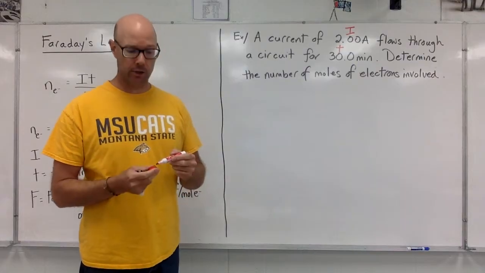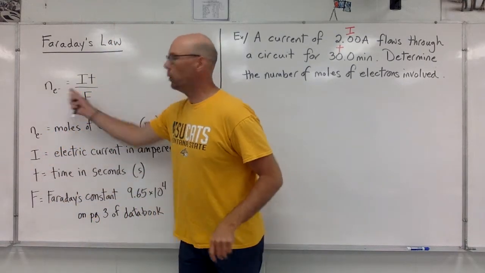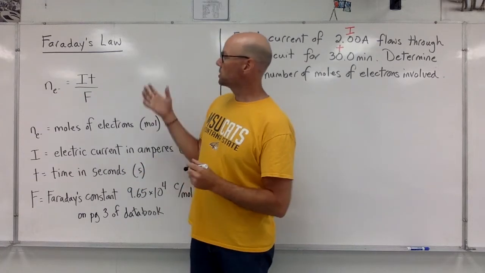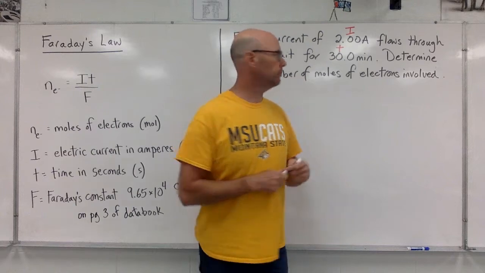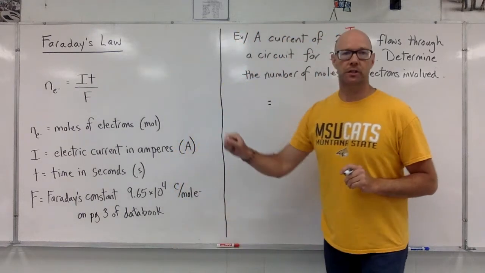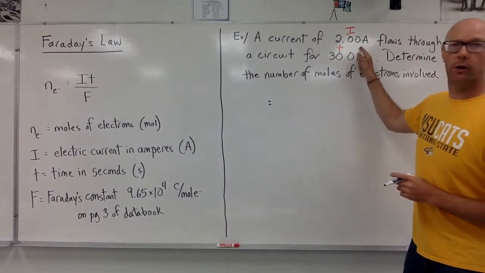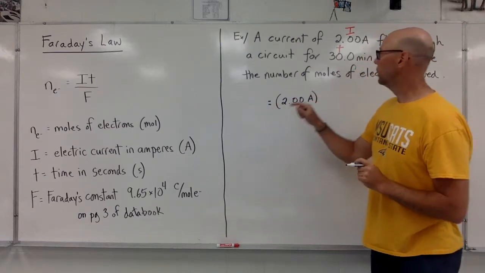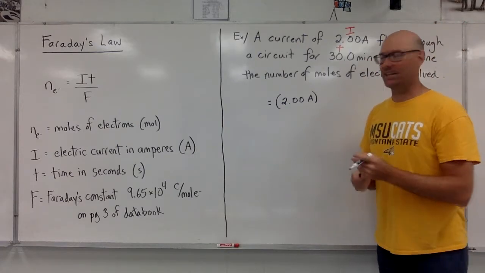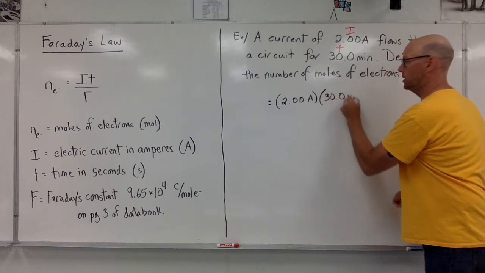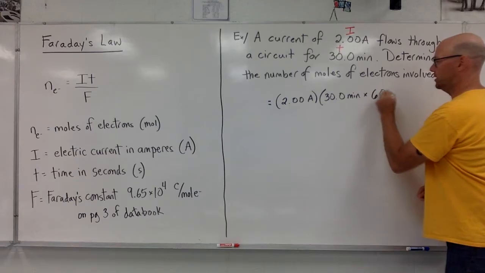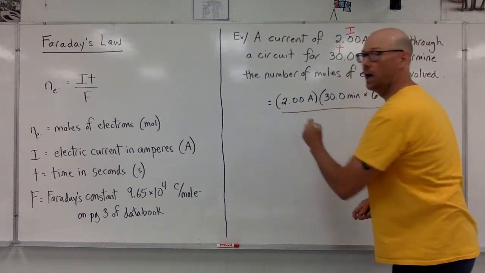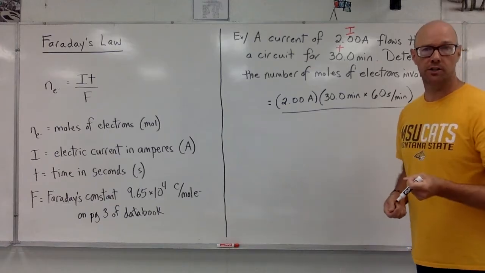Determine the number of moles of electrons involved. Find the moles of electrons. So we're not going to have to manipulate the equation for this particular question. Of course, as I already mentioned, sometimes we might be solving for the current or the time. So we have moles of electrons. It's the current, I, 2.00 amps. And we have the time, 30 minutes, which we must convert to seconds. I'm going to write it like this. We have 30.0 minutes times 60 seconds per minute. That conversion. This is all divided by Faraday's constant, a brand new constant for us. We're not used to it.